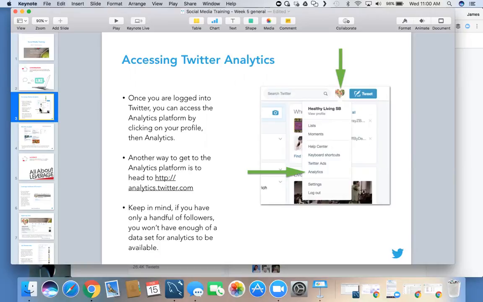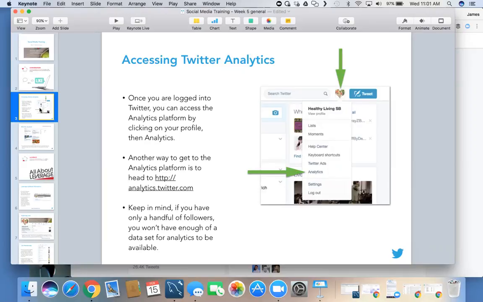If you have more than, I don't, Twitter hasn't advertised a set cutoff. If you have less than probably 50 followers, you may not have access to this yet because you don't have enough data. But once you do cross this invisible threshold, I'm sorry, I don't know what it is, but there's several ways to find the analytics platform. First of all, when you're on your desktop, you can click on the icon that's you at the top right, and there's a number of things in the drop down there. So analytics is one of those.